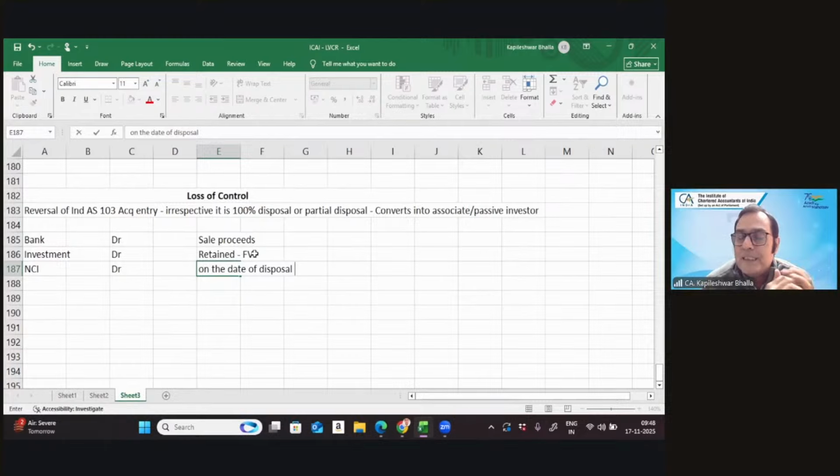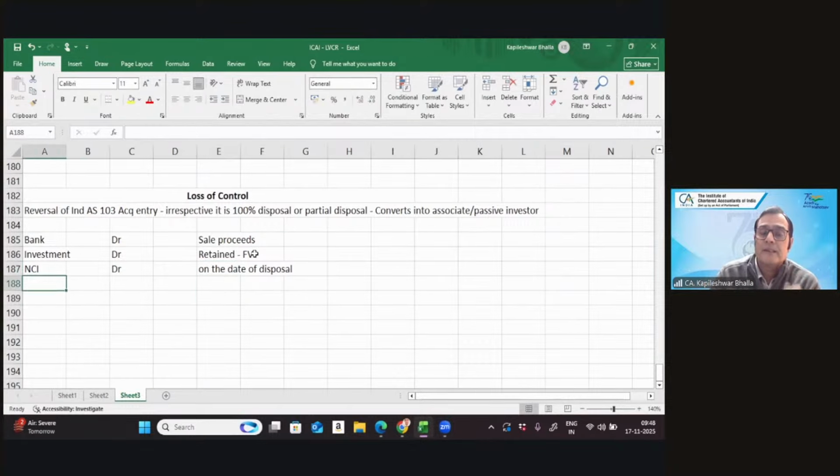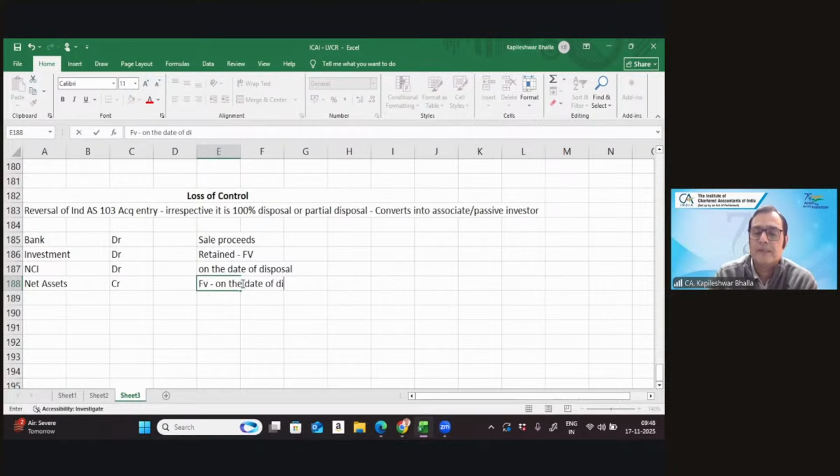And by the way, when you take the NCI, you might see the NCI on the date of acquisition, or maybe on the date of beginning of the year, and just add the post acquisition. But we need the NCI on the date of disposal. Then the credit is in terms of the net assets. And the net assets will again be at the fair value on the date of disposal, not book value.